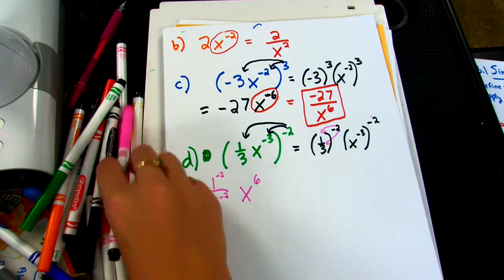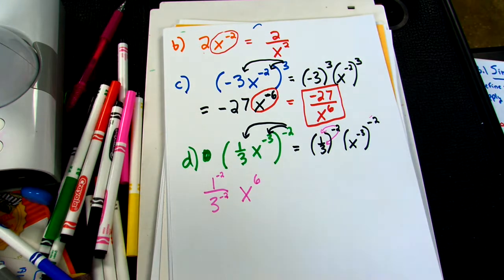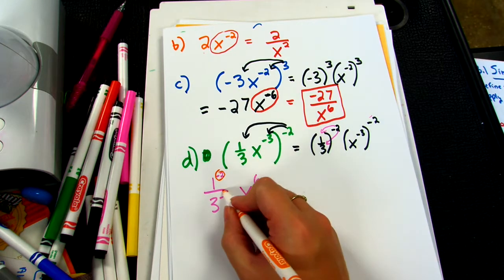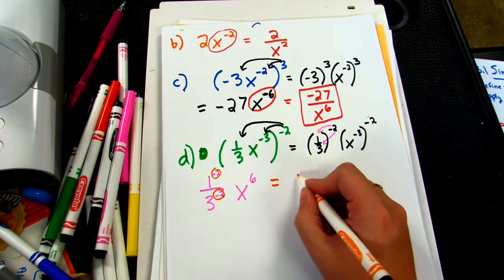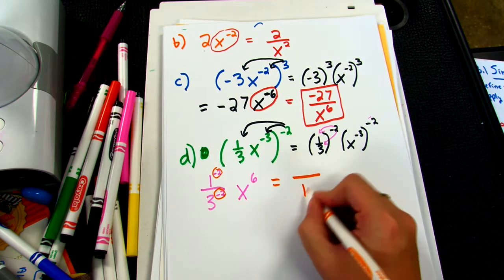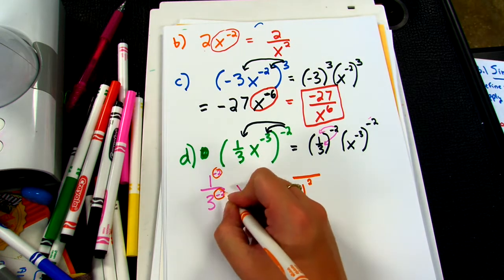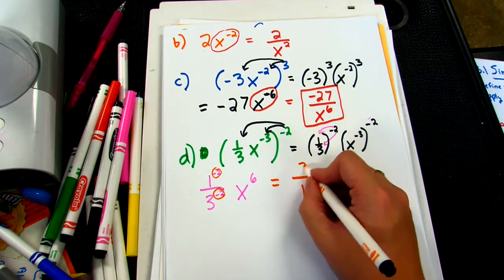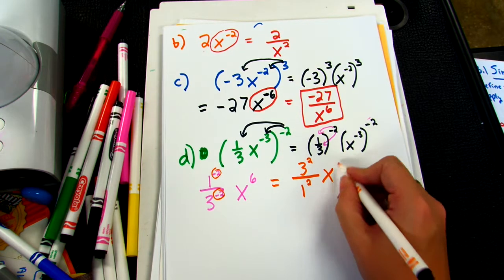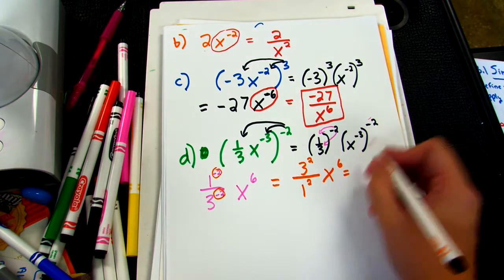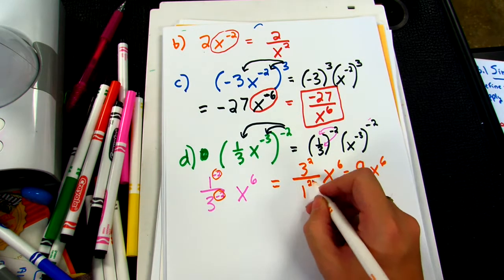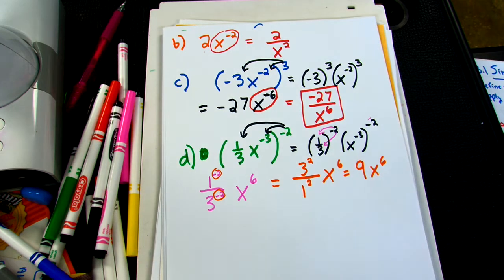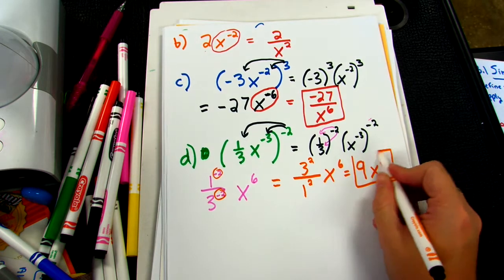Now we have to take care of our negative exponents. So 1 has a negative exponent and 3 has a negative exponent. So the 1 to the negative 2 is going to move to the denominator, and it's going to become 1 to the positive 2. And then 3 to the negative 2 is going to move to the numerator and become 3 to the positive 2. Okay, and 3 to the positive 2 is 9. We still have x to the 6th. And then 1 to the second power is 1, so we can just leave it as a 1. And anything over 1 is itself, so we have 9x to the 6th.